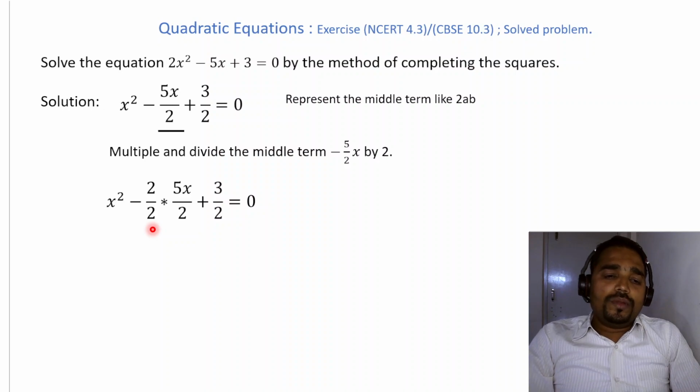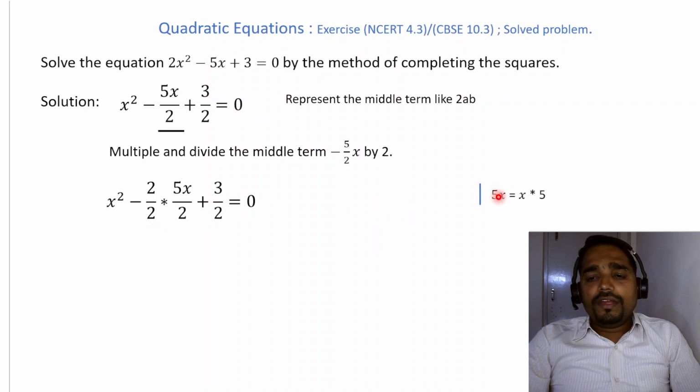Now, what has to be done is we will have to rearrange the terms such that 5x is written as x into 5. This is being done in order to get the 2ab term. So here in the numerator I have 2 because x square is now acting as a square. In order to get 2ab, I require 2 multiplied by x.